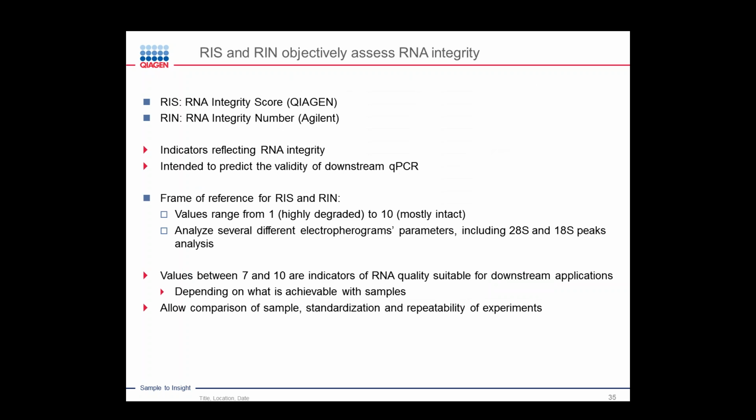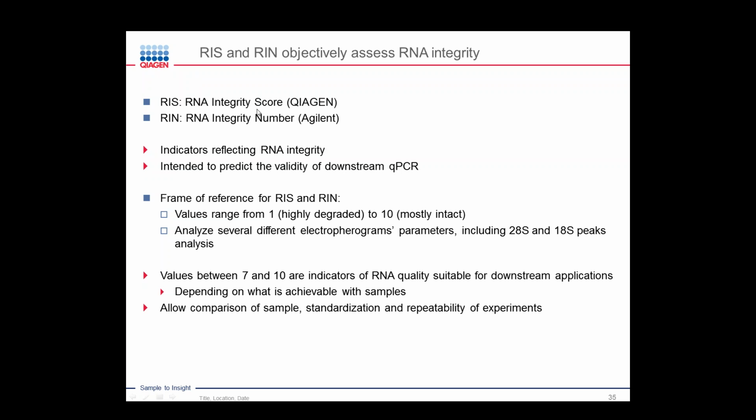The advent of capillary electrophoresis provides the basis to assess RNA integrity based on the migration pattern. The RIS and the RIN values are based on a large collection of electrophoretic RNA measurements and used to extract an algorithm that describes RNA integrity.